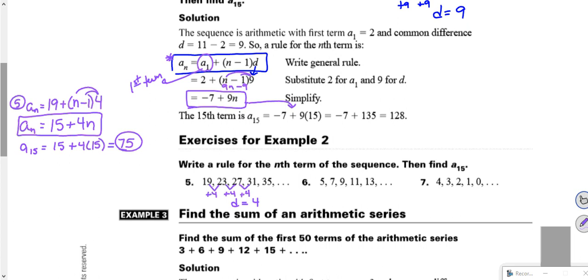let's do 6. So 6, what's my difference here? So it looks like I'm +2, +2, +2. So of course my d is +2. And this is my a sub 1. I should have marked that on the last one. 19 was my a sub 1, your first term. Okay, that's what you need to know: first term and your d, your difference. So this is number 6.